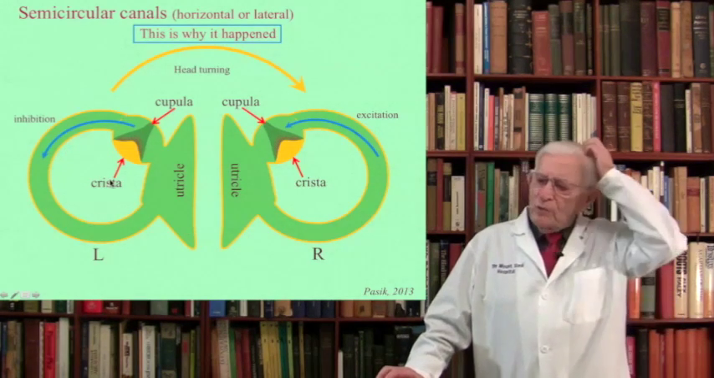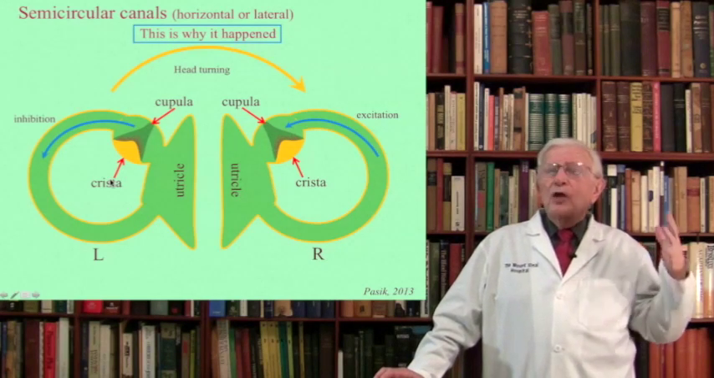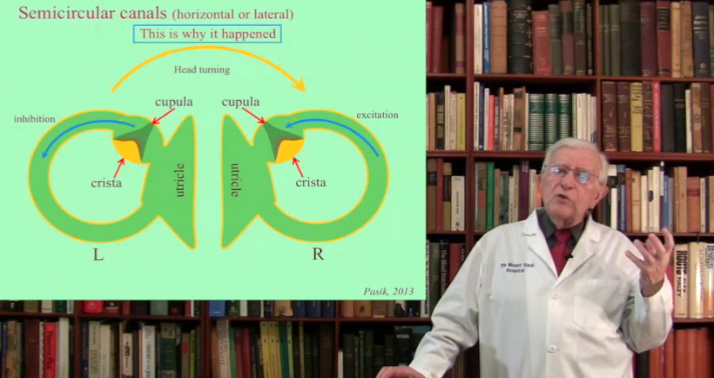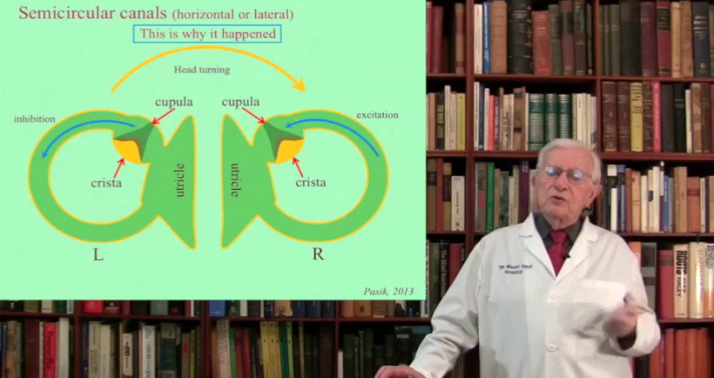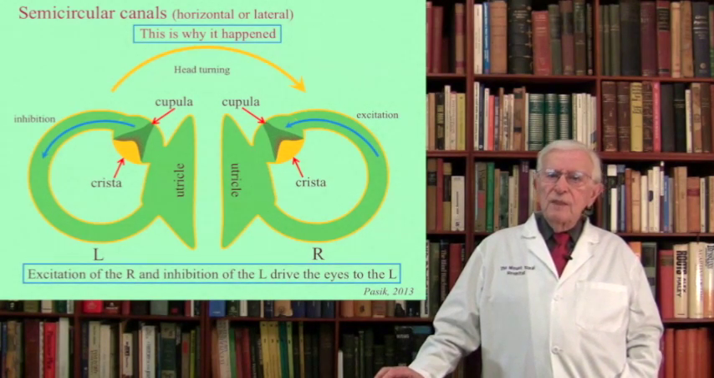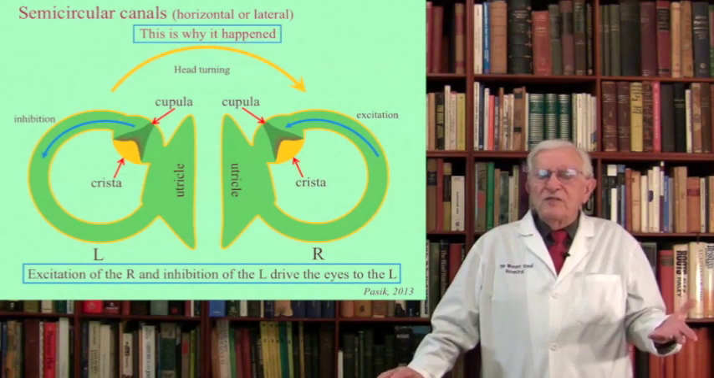Now you put it together with your empirical fact, and you say, aha, when I turn my head to the right, my eyes move to the left through the action of this excitation of the right canal and inhibition of the left-hand canal. Right? That you know empirically, you have seen it.